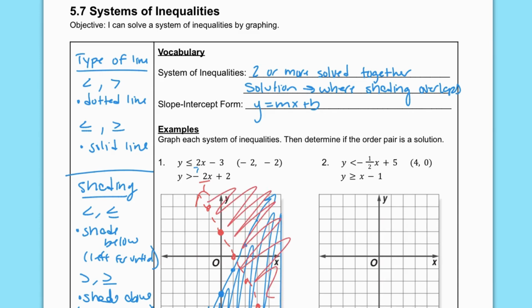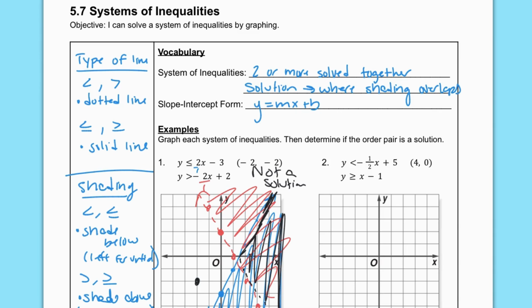So then our solution is going to be, where do these overlap? So they overlap here. This solid line is included, not the dotted line. And then everything in here where they overlap is a solution. So the last thing it asks us is, is -2 a solution? So if I put that point on the graph, -2 would be right here. Is that a solution? No, not a solution. The solution would have to be in that overlapped shaded area.